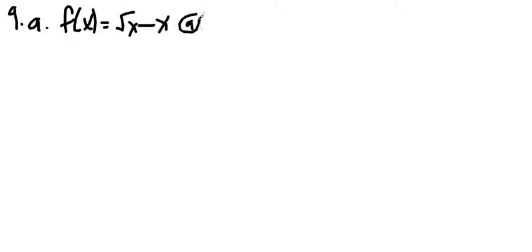All right, so let's do number 9. Number 9 wants us to find equations of tangent lines at particular points for certain functions. So the first one is f of x is equal to the square root of x minus x at x equal to 1/4. So we will use the point-slope form of a line, which is y minus y1 is equal to m times x minus x1.